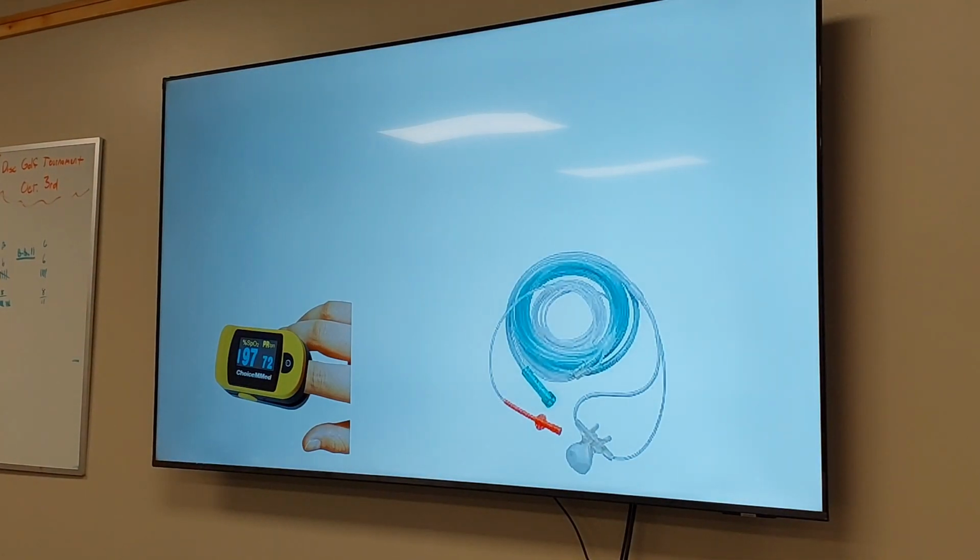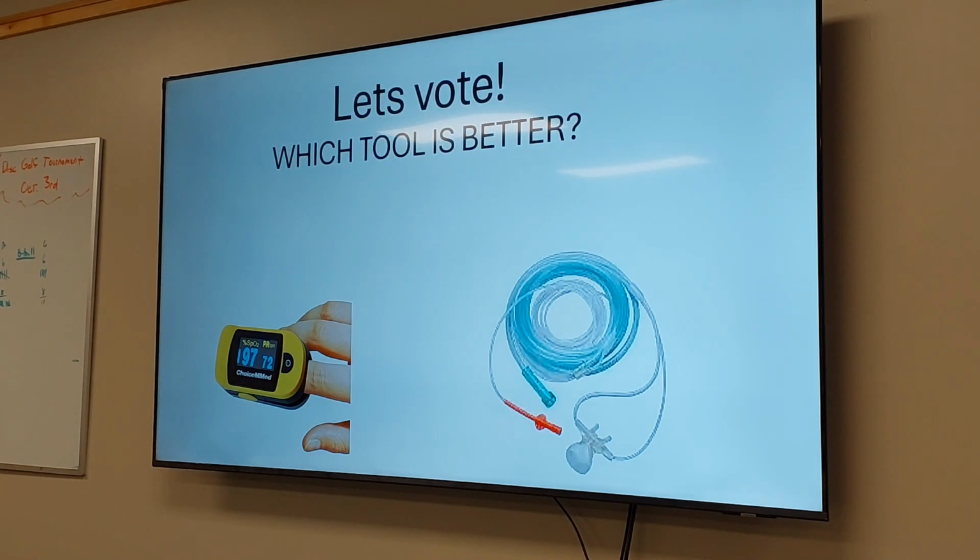So now I have a question. Which tool do you think is better? Pulse ox or end tidal? End tidal? What do you think? End tidal? End tidal? Yeah? Oh, good.